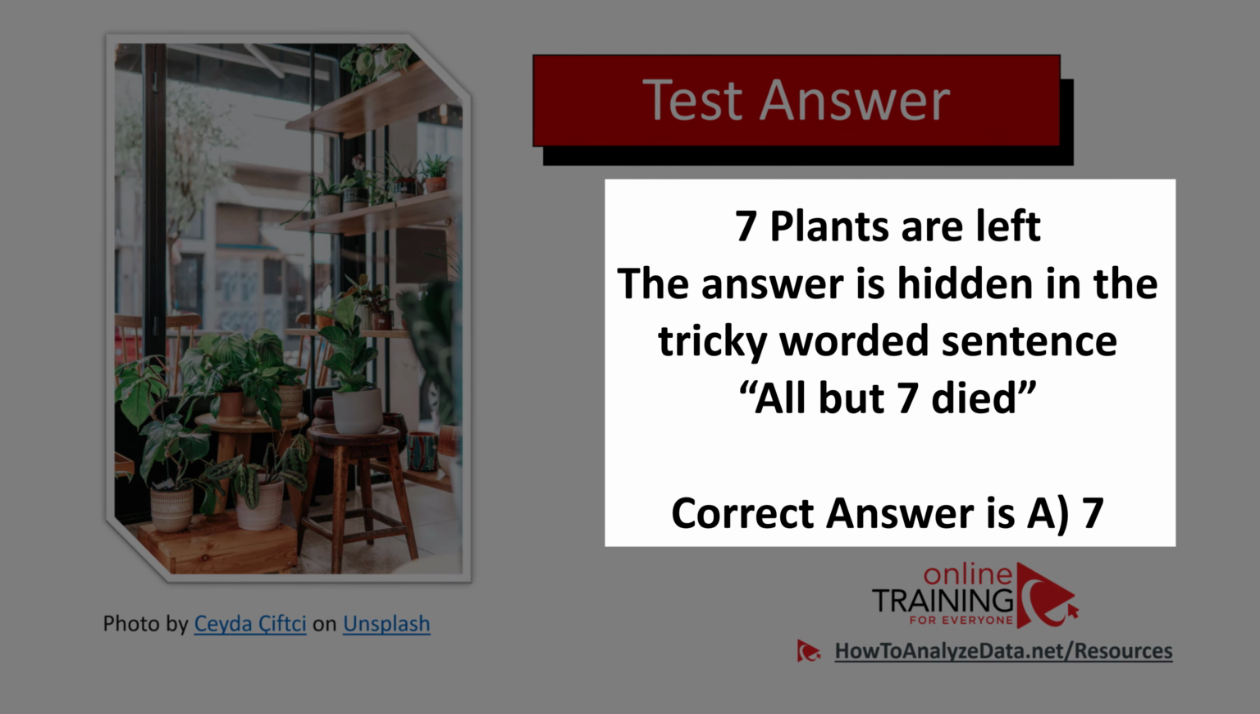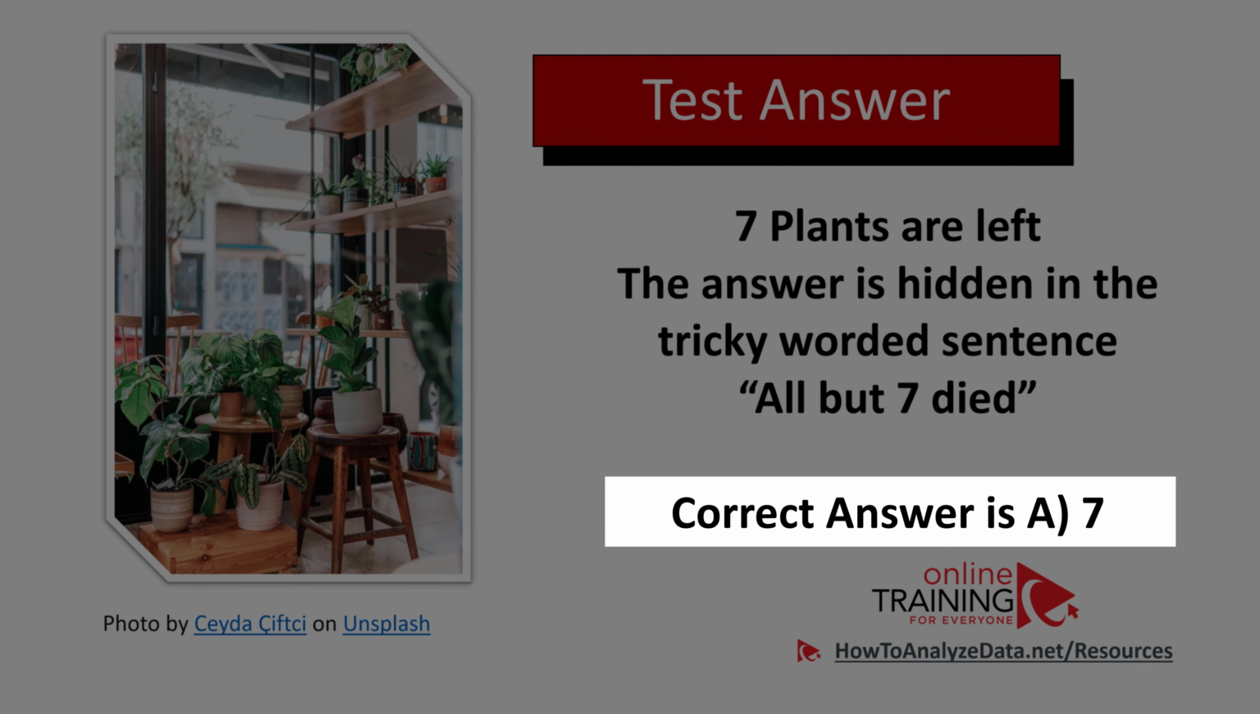I think you heard me correctly. So the answer is 7 plants are left. How is it possible? The answer is hidden in the tricky worded sentence. All but 7 died. So this is why the correct answer is A.